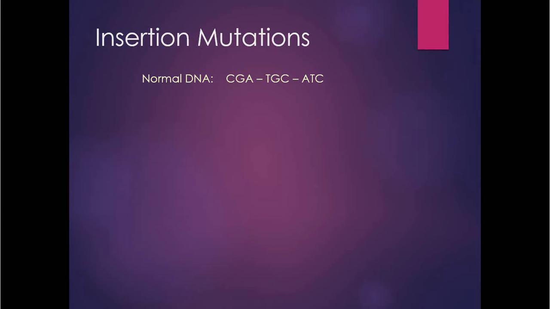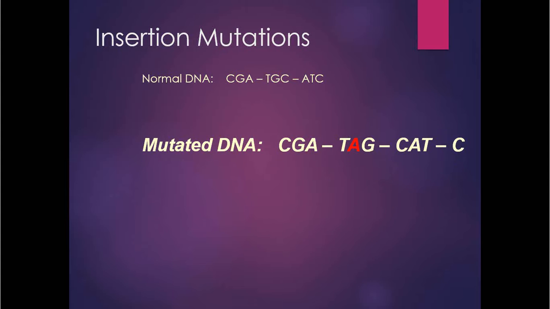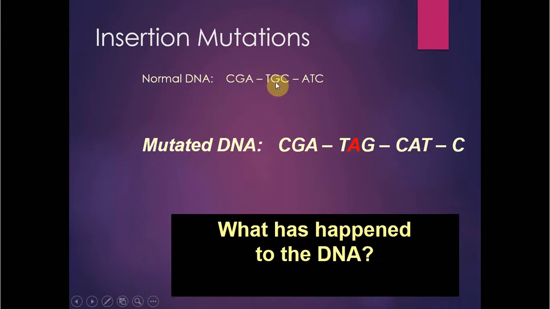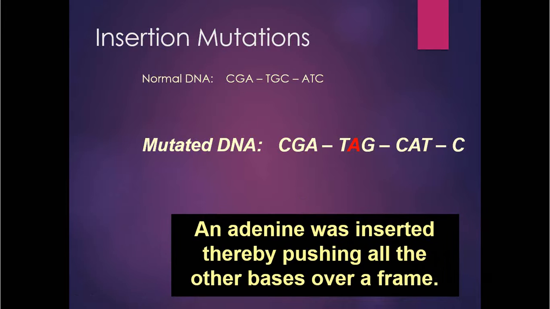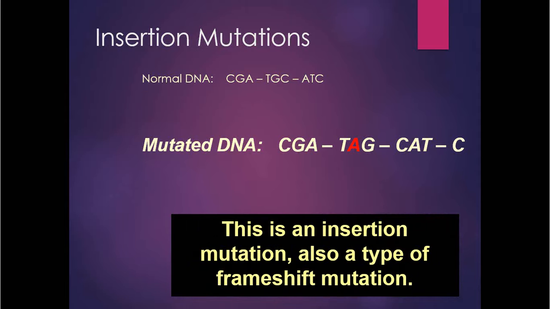Now, what is insertion mutation? In insertion, a base sequence is added in the normal DNA. Say here, for example, the nitrogenous base A is added in between T and G. What has happened to the DNA? An adenine was inserted, thereby pushing all the bases over a frame. This is an insertion mutation, also a type of frame shift mutation.